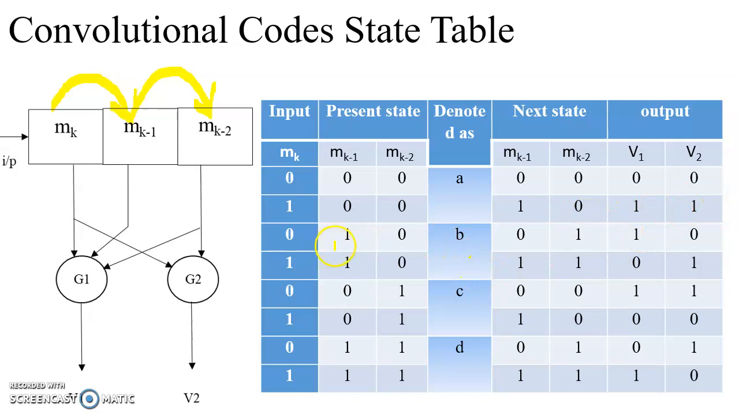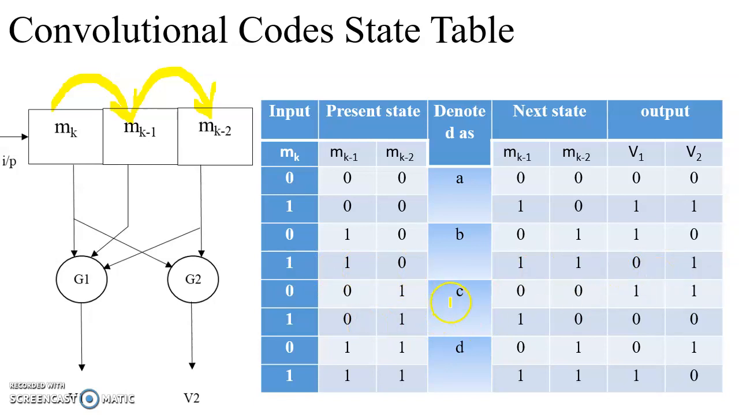Next, B, present state is 1, 0, input is 0, next state will be 0, 1. This 0 is moving here, this 1 is moving over here. Output V1, V2. V1 is addition of all 3, that is 1. V2 is addition of 0 plus 0, that is 0. Then the next present state is 1, 0, input is 1. Next state will be 1, 1. Output is 1 plus 1 plus 0, that is 0. And V2 is 1 plus 0, that is 1.